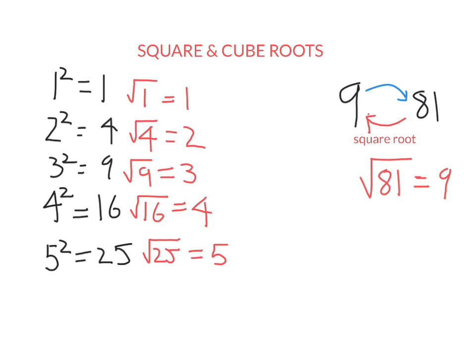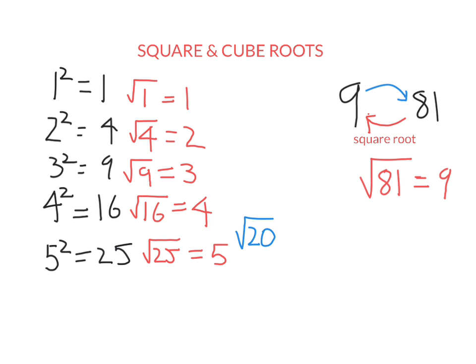So let's say, for example, I wanted to calculate the square root of 20. The problem is 20 is not a perfect square. So the square root of 20 is actually not a whole number. But what I know is that 20 is between 25 and 16. So the square root of 20 will be between the square root of 25 and the square root of 16. So the square root of 20 will be between 4 and 5.